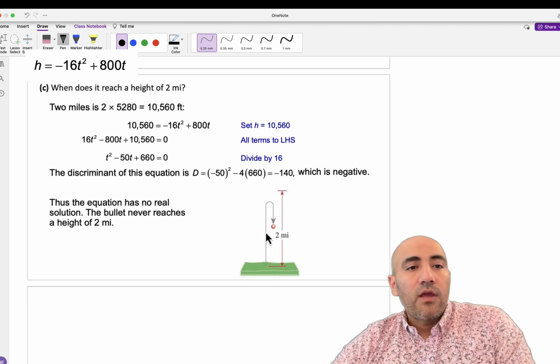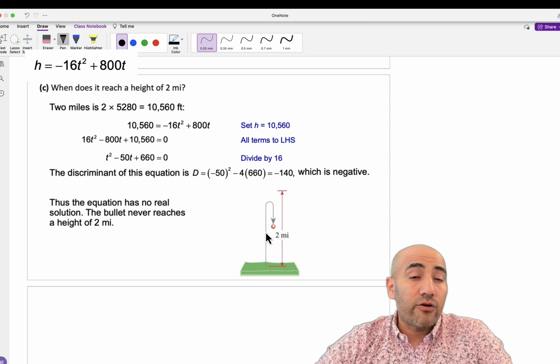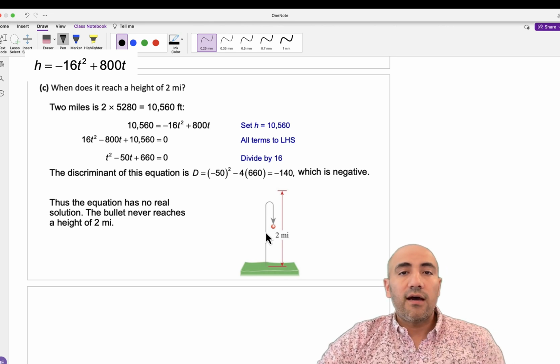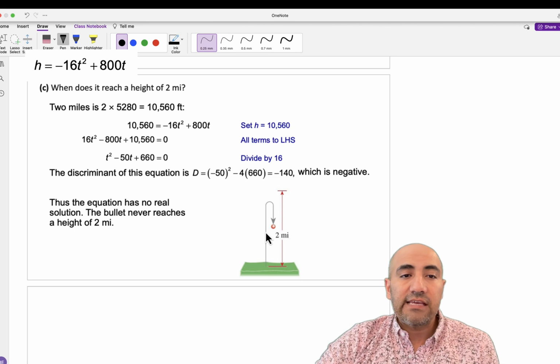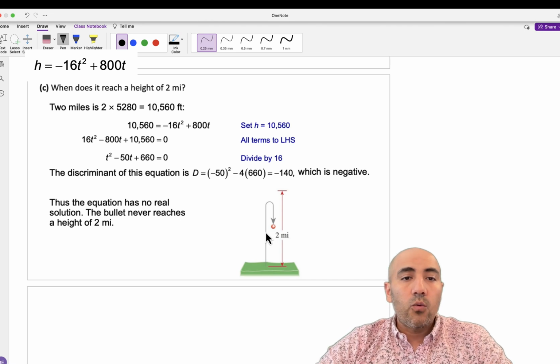Okay, part C. When does it reach a height of 2 miles? First of all, we have to convert miles into feet because this equation was given in terms of feet. So we can't just plug in a 2 there. We use a conversion: 5,280 feet equals 1 mile. If we double that, we get 10,560 feet. So what this is asking us is to replace h by 10,560 and solve just as before.